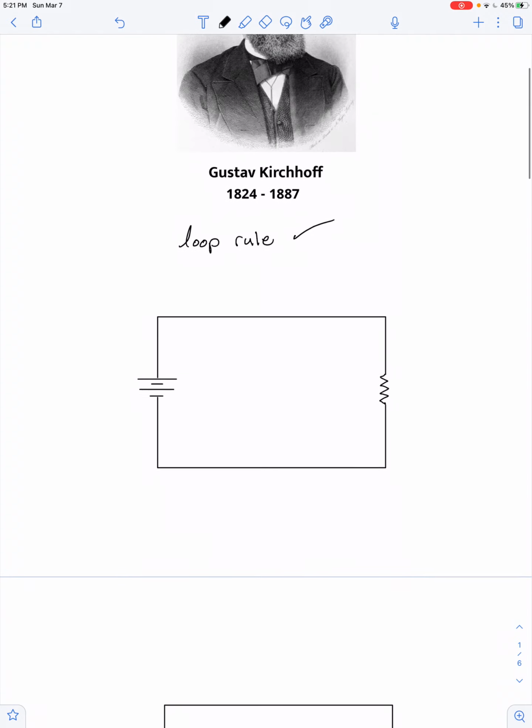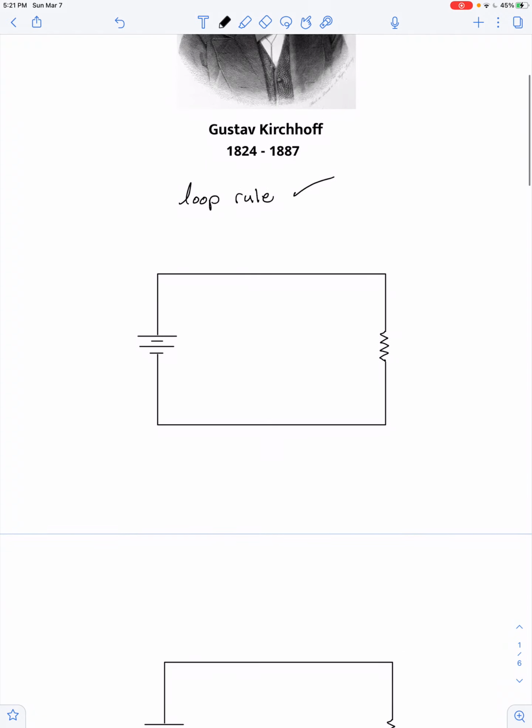We can state the loop rule as something akin to the law of conservation of energy. So here we have a battery, a source of voltage or electric potential difference, and a resistor. And keep in mind, there's some amount of resistance in the wires, but we ignore it and just say all the resistance of the circuit can be treated as being located in the symbol here for the resistor.